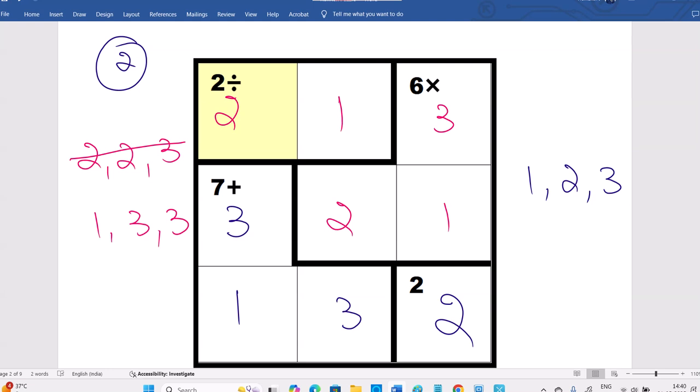Arithmetical operations along with Sudoku logic. Row wise, one element should come only one time. 1, 2, 3 should come in each row and each column, but only one time, exactly once.